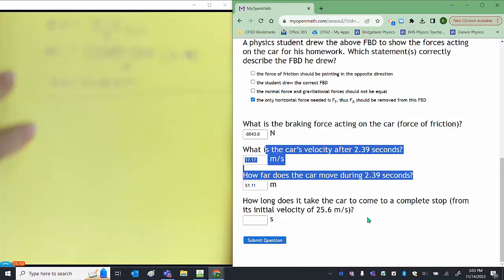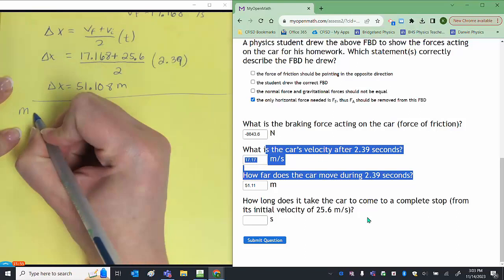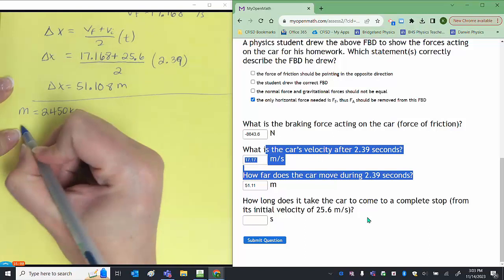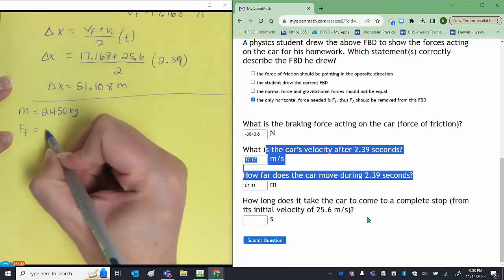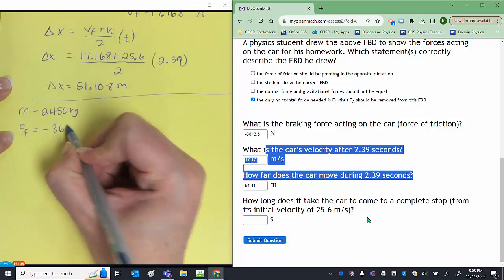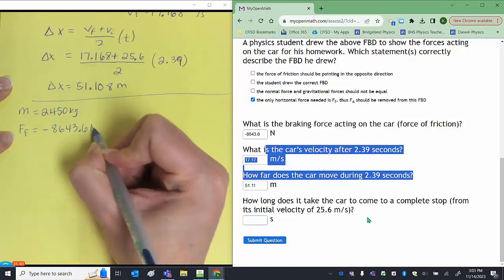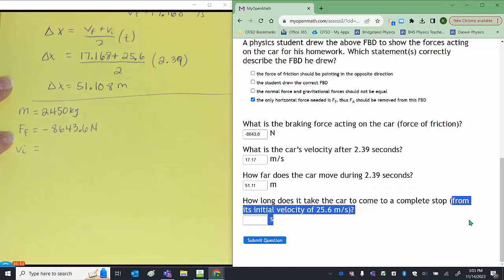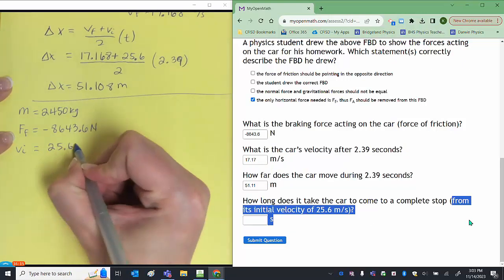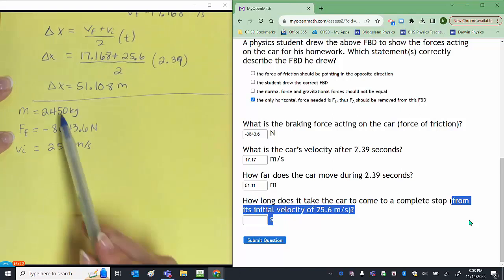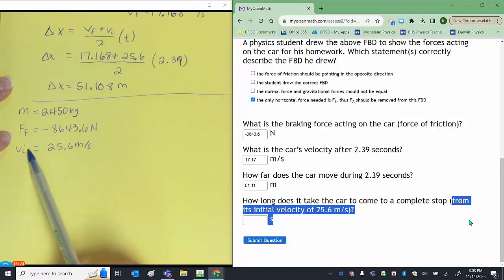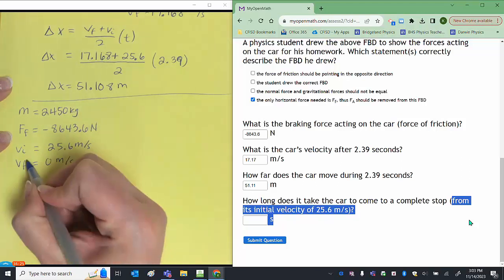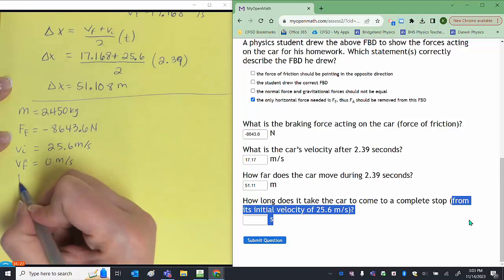Okay, so that means we still have the mass. It was 2,450 kilograms. We still have the same braking force. That one was negative 8643.6. We still have the same initial velocity. In fact, it tells us again from the initial velocity of 25.6 meters per second. So we still have those values that are the same. Now it's asking us to stop. How long does it take to stop? So our final velocity we're going to use is 0, and we're looking for time.